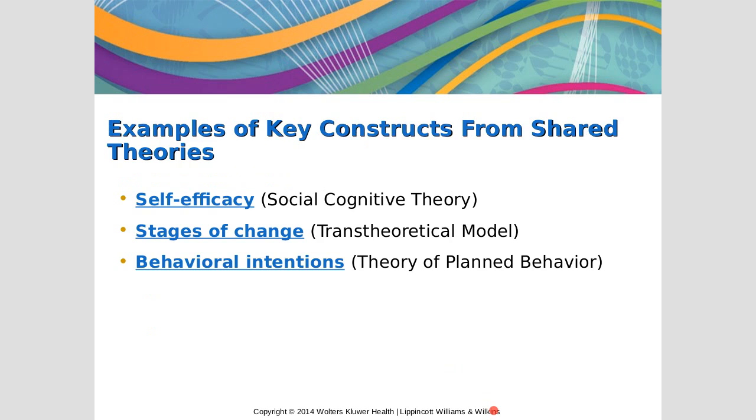Examples of key constructs from shared theories: the key construct that is shared is the concept of self-efficacy. So people aren't going to change unless they feel they have the power to change. Then stages of change. There's a lot of commonality between these behavior models, that people go through certain levels and certain changes, and then they have behavioral intentions, like the theory of planned behavior, in which they have to want to change and see that they can change before they will change.